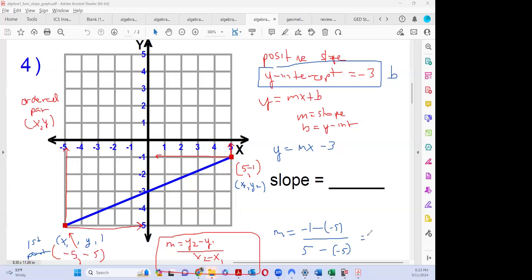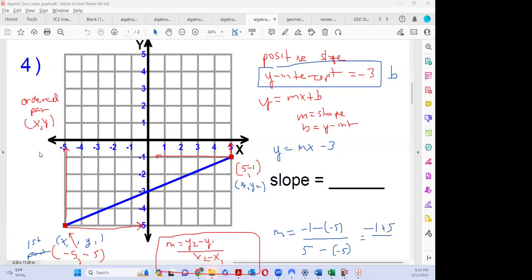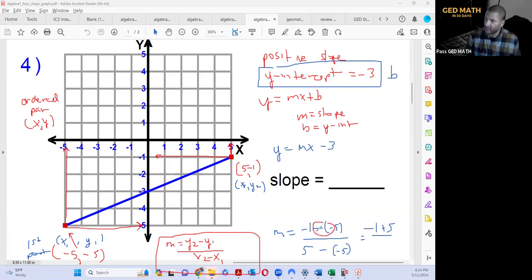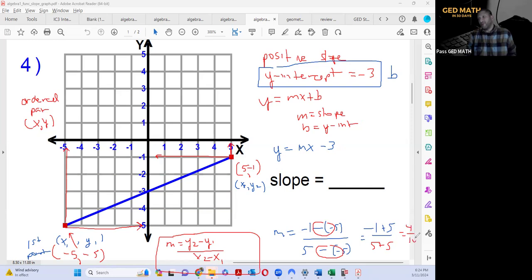So we got -1 plus 5, because two negatives make a positive. Right? So these two negatives next to each other here make a positive. So it's -1 plus 5. And then the two negatives here also make a positive. So that's 5 plus 5. Understand that? Yes. Okay. Then 5 minus 1 is 4. 5 plus 5 is 10. So the slope of this line is 4 over 10.